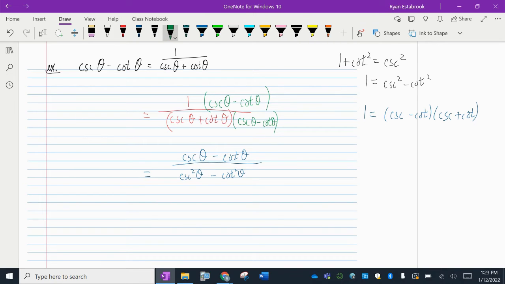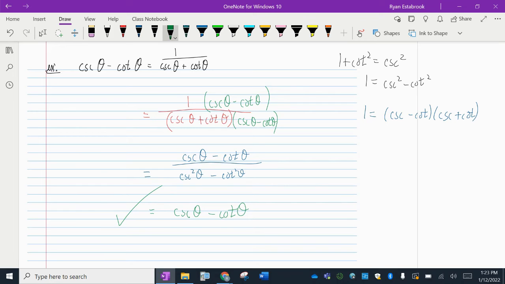This is a big breakthrough. Look at that denominator. It's equal to 1. So the denominator is equal to 1. We get this, which is what we were trying to have it equal. So this one is verified.